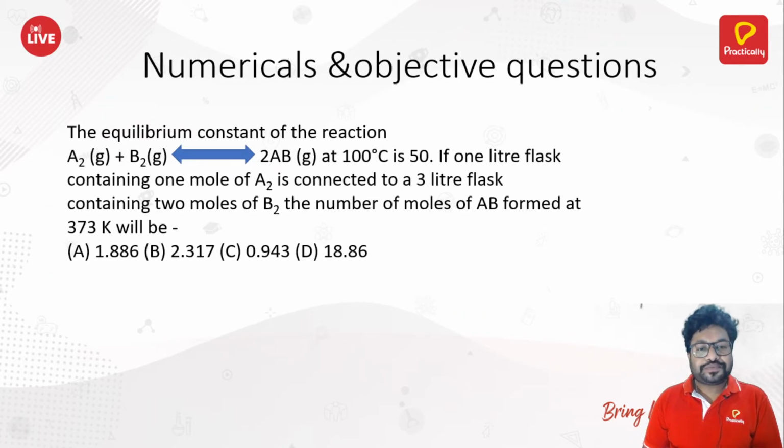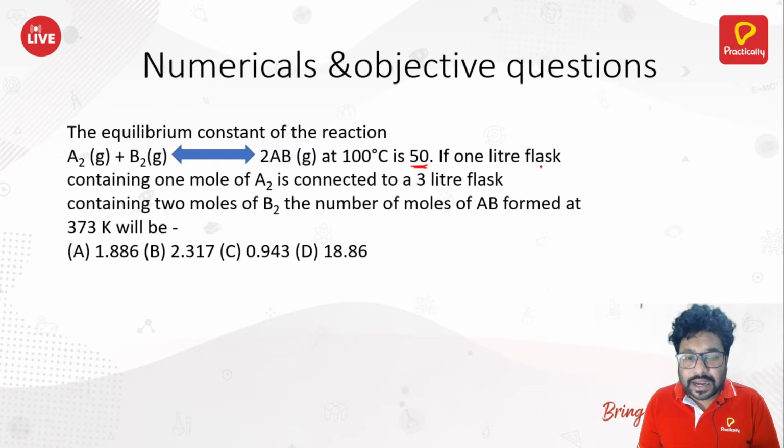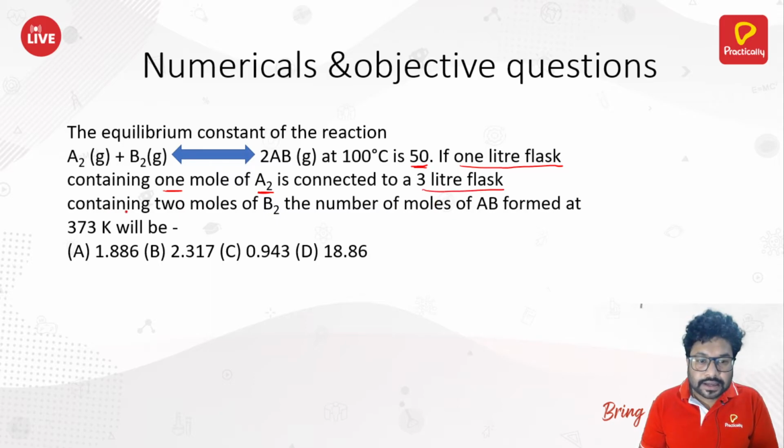Now, this question. The equilibrium constant of the reaction A2 reacts with B2 to give 2AB at 100 degrees Celsius is 50. So Kc is already given; you can call it Kc or Kp, whatever it is. Now, a 1 liter flask containing 1 mole of A2 is connected to a 3 liter flask containing 2 moles of B2. The number of moles of AB formed at 373 Kelvin will be.